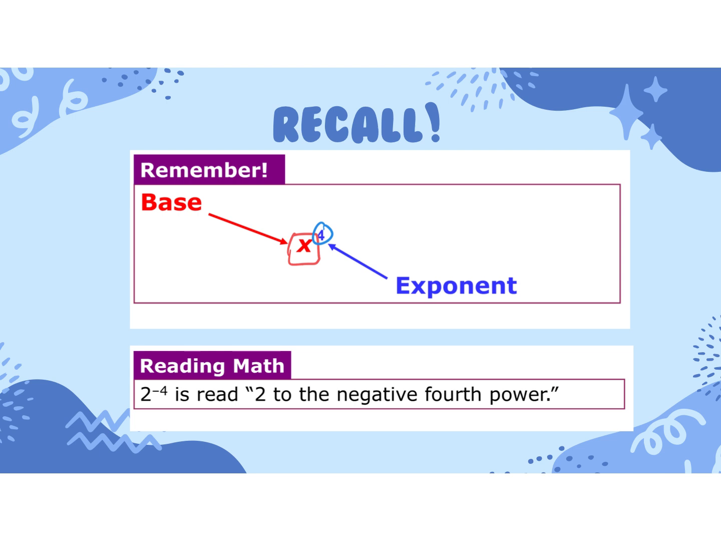And then if I have something like 2 to the negative 4, you're just going to read it as 2 to the negative 4th power. Or you can say 2 to the power of negative 4. So either one is fine. But just so that you get familiar with speaking it and hearing it, I know some of you say it different ways, but this is how you properly say it.